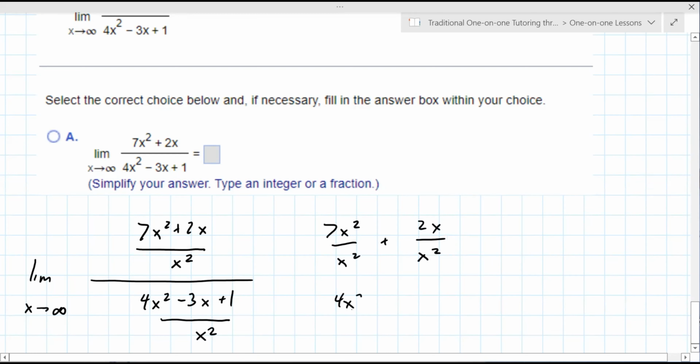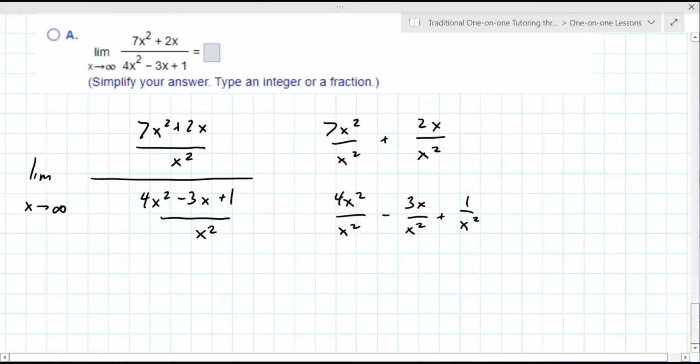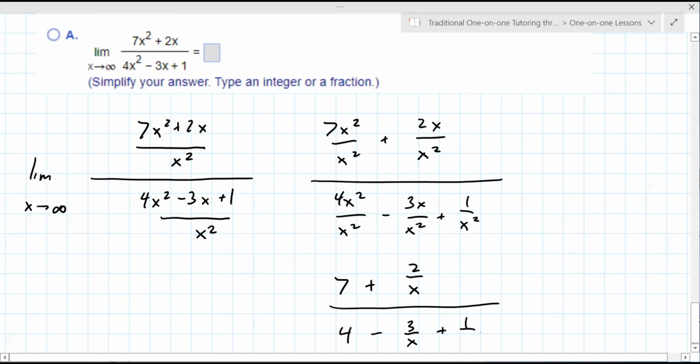And then similarly on the bottom, you divide everything by x squared, you're going to see a lot of cancellations. Okay, so it becomes 7 plus 2 divided by x on the top, and on the bottom it is 4 minus 3 over x plus 1 over x squared. And in some ways you might say, well, hey, it doesn't look any better than where we started, and you'd be right.